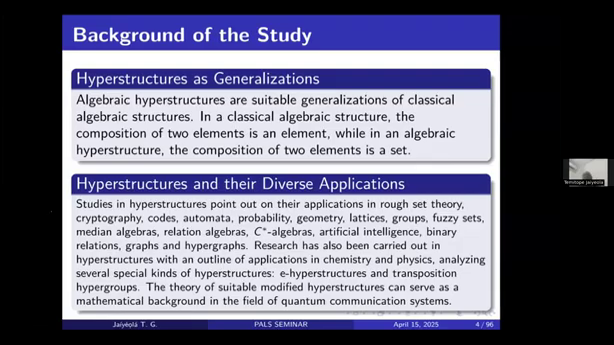So hyperalgebraic structures are generalizations of well-known classical algebraic structures such as semigroups, groups, and some other non-associative structures such as quasigroups and loops. And they have found application in diverse areas, such as rough set theory and the like.